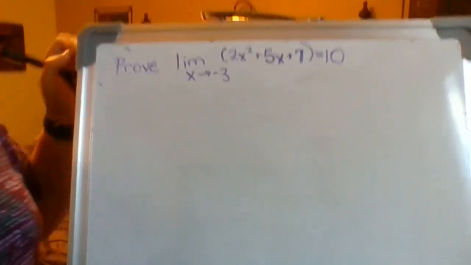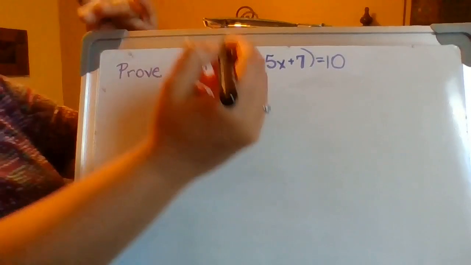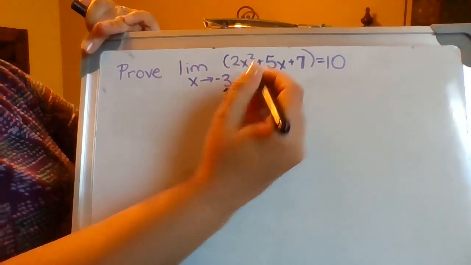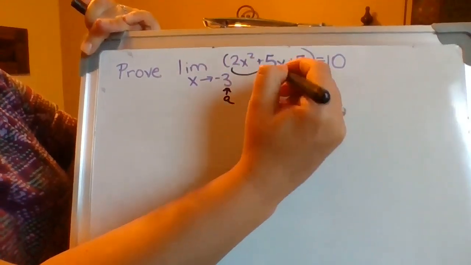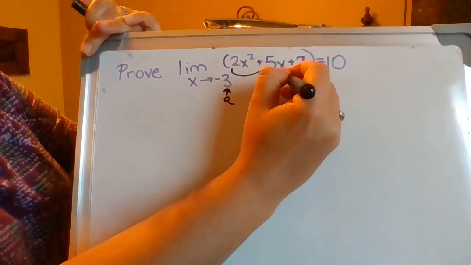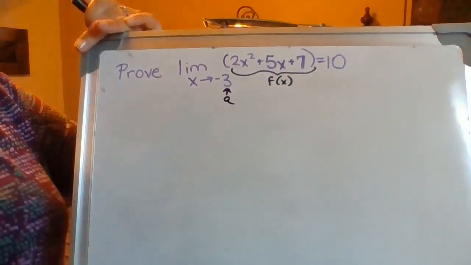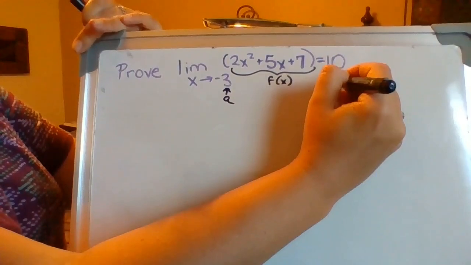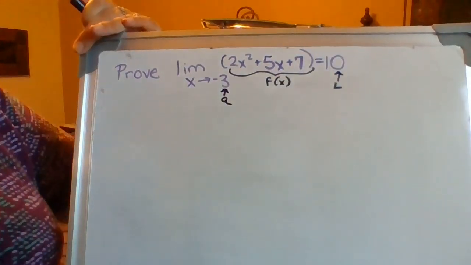So the one that we're proving today is that the limit as x approaches -3, so this is going to be our a, of the function 2x squared plus 5x plus 7, that the limit is 10. So this is what we're proving today.